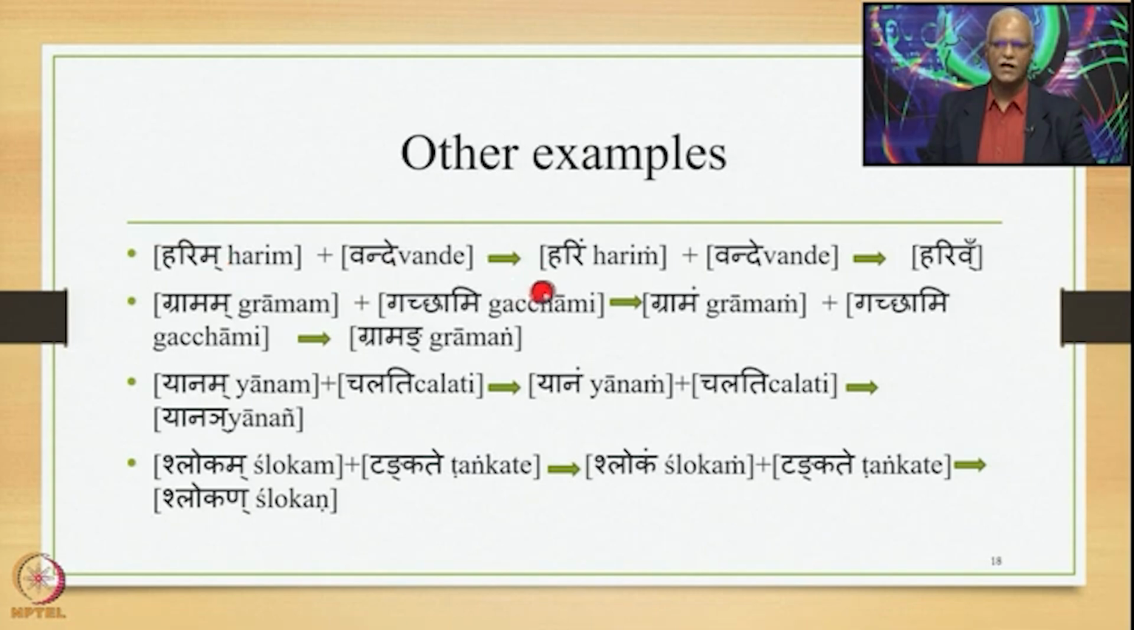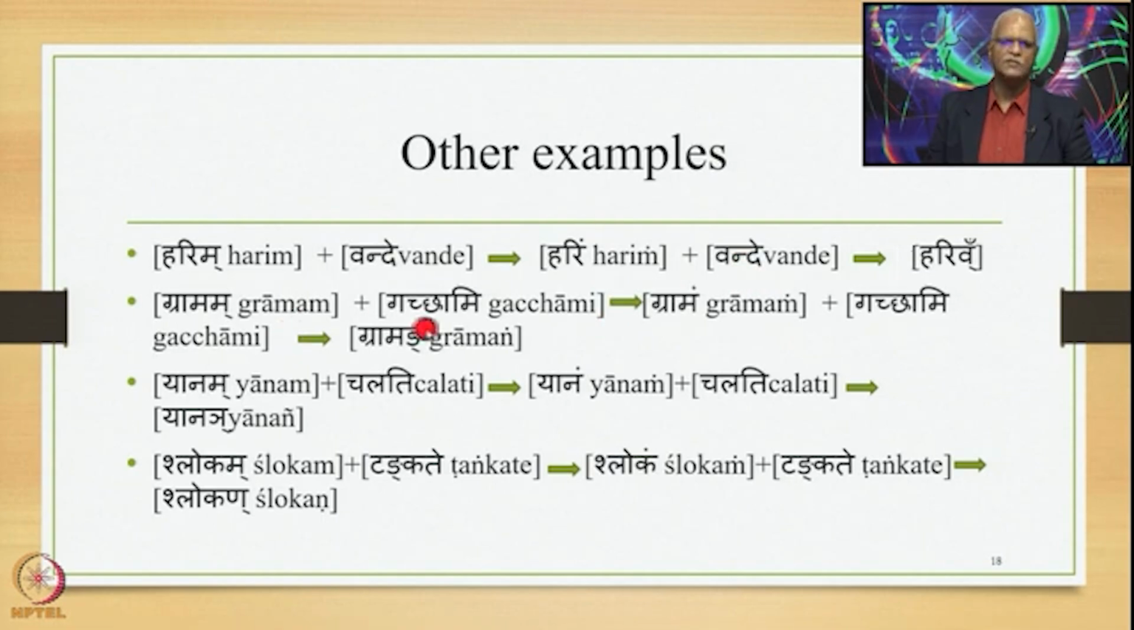8323 applies and we have anuswara substitution over here, harim vande, and because this va comes in the pratyahara yai, 8459 also will apply optionally, and so this anuswara will be optionally substituted by the nasal parasavarna of va, which is va. So we have harim vande and the optional generated output would be harim vande.